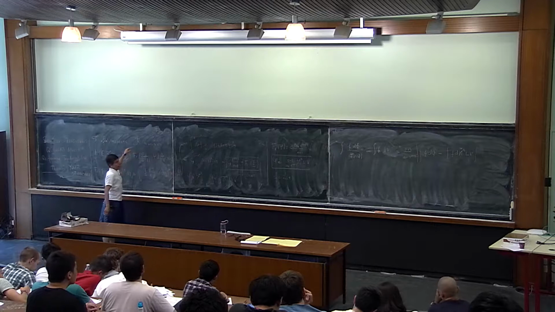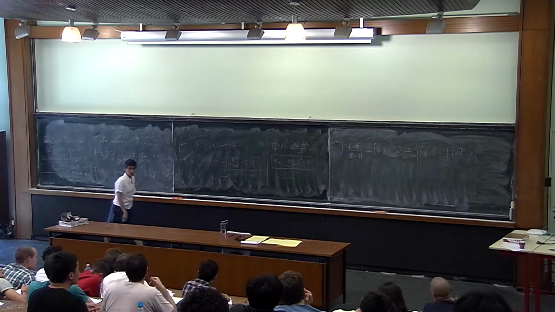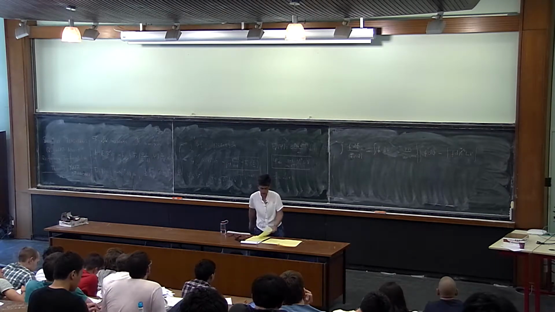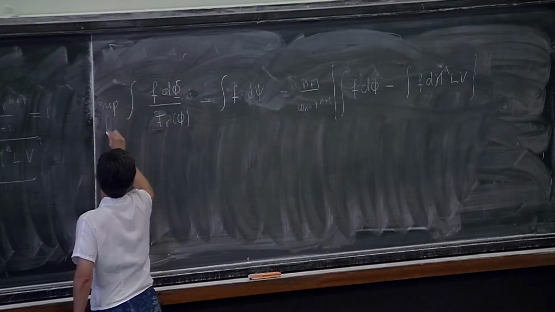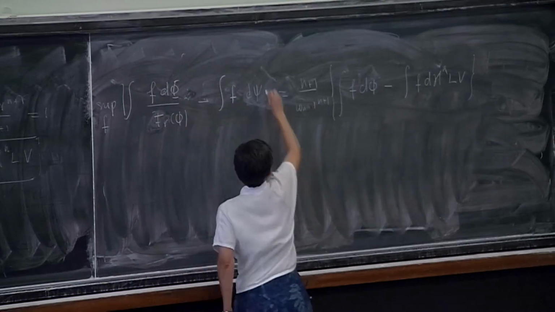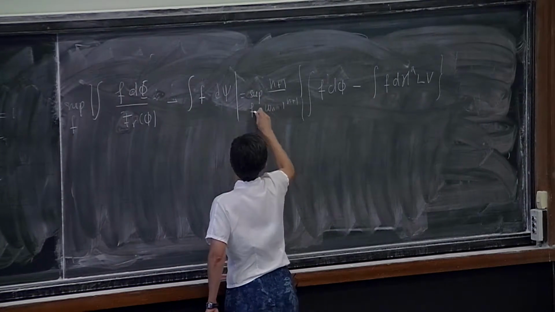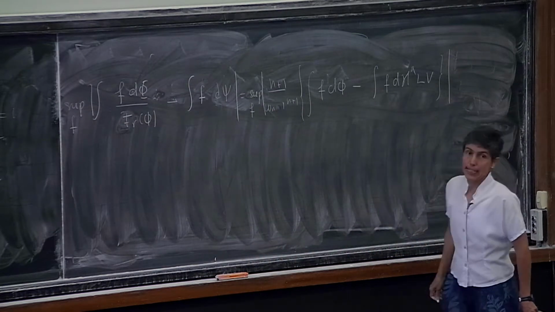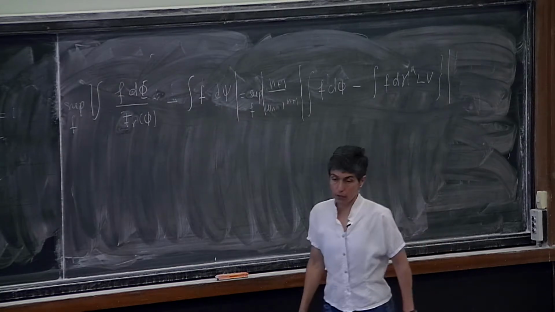Okay, so now to compute this, I need to take the sup over all of these functions f. Okay? So I take the sup over all f's, and then I need to take the inf over all v's.